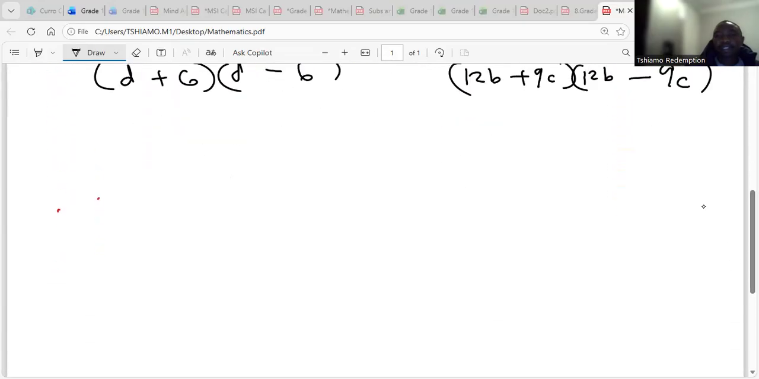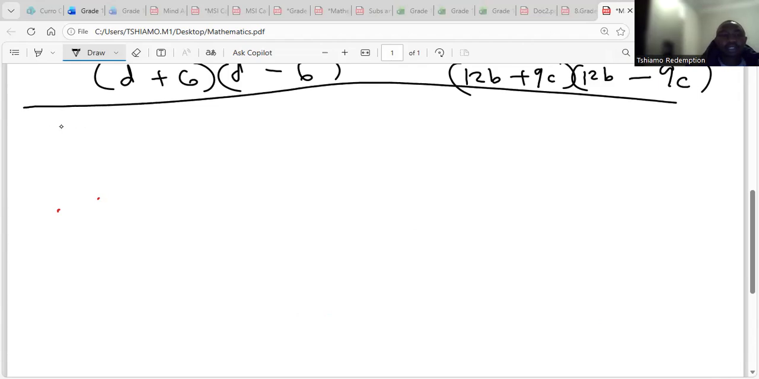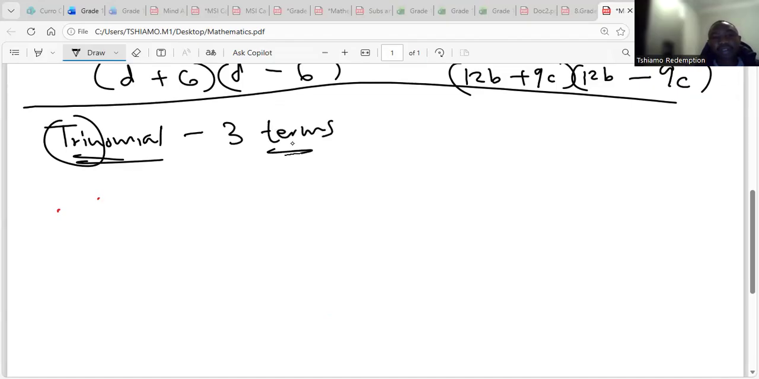Okay, and lastly, let's do trinomial. Trinomial should be done in the next 5 minutes. So trinomial comes into play now when we have what? 3 terms. 3 terms, and then we use the factors of the first term and the last term. So this is the standard form, x squared plus bx plus c.